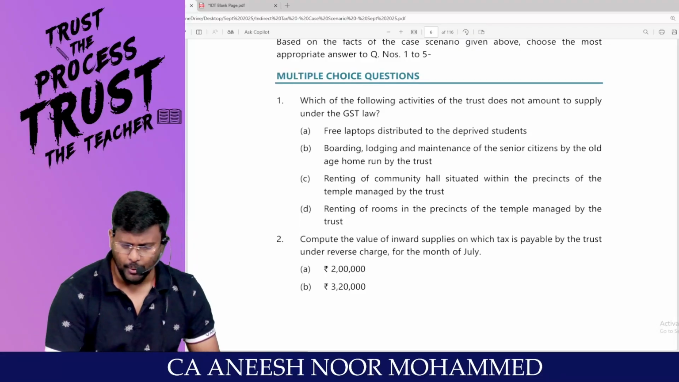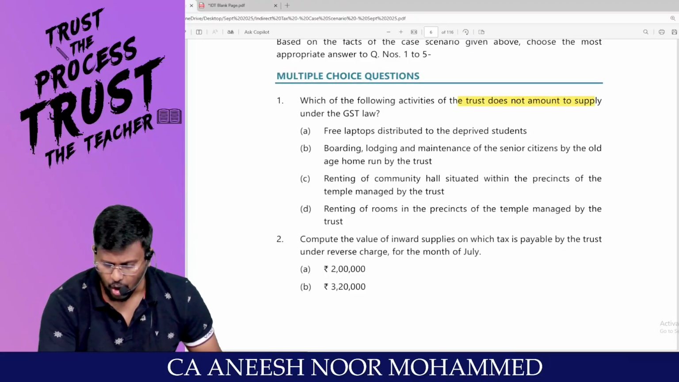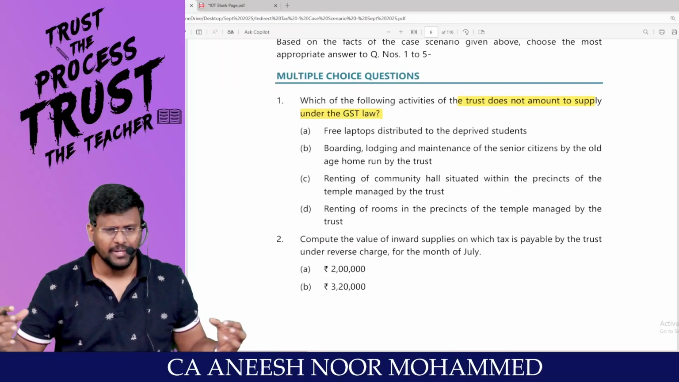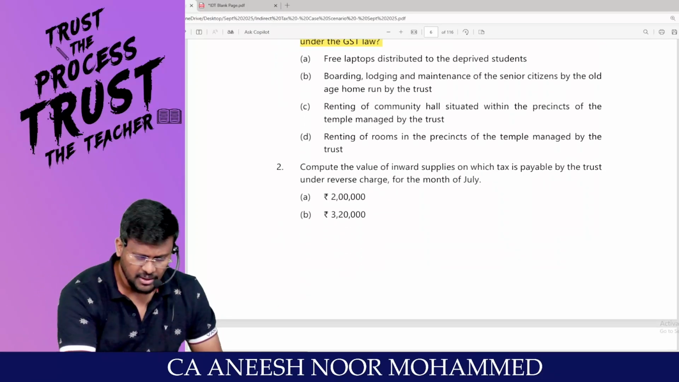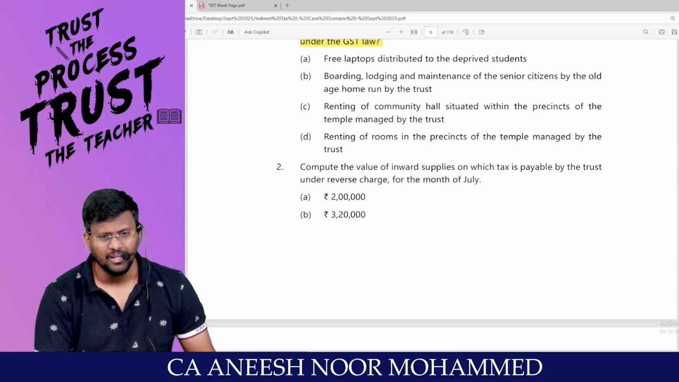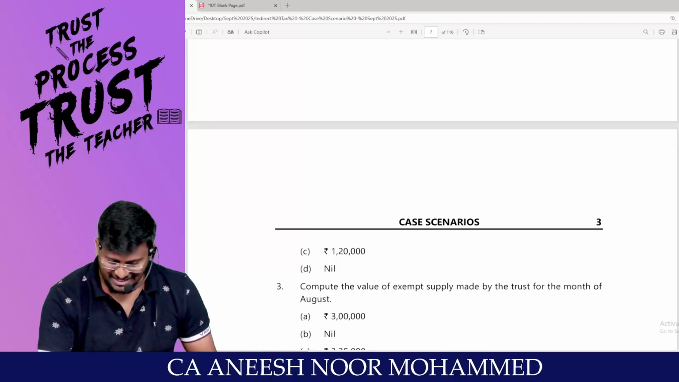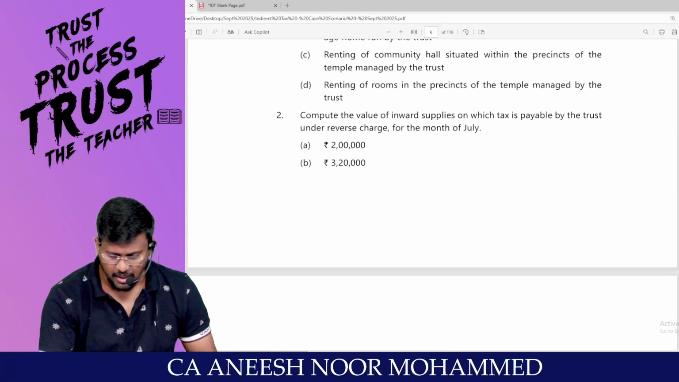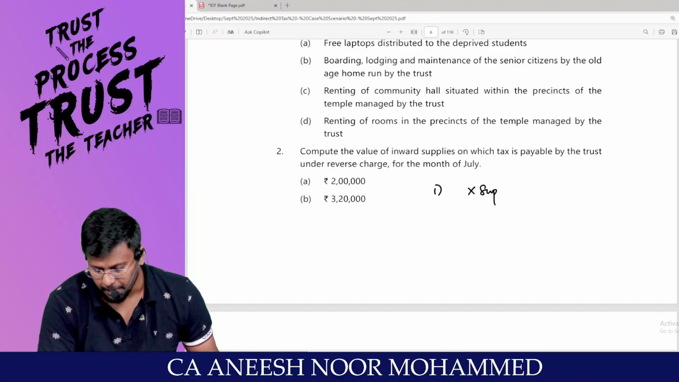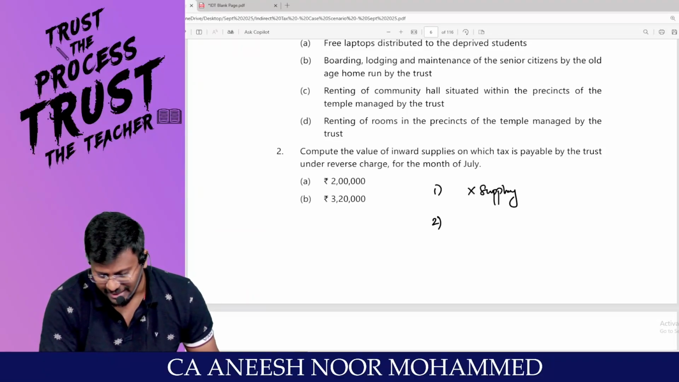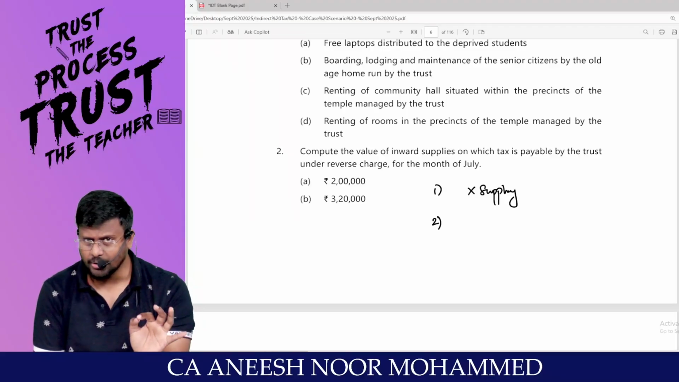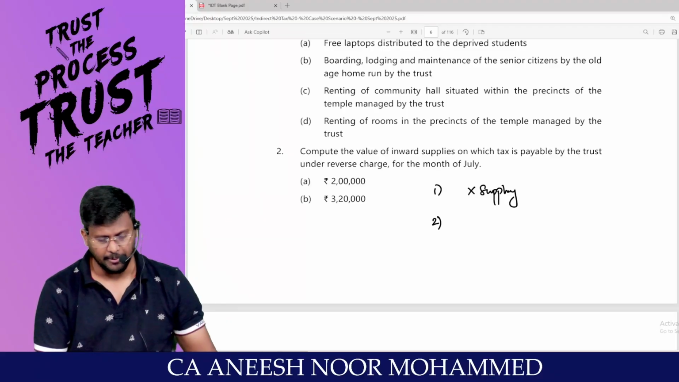Which of the following activity of trust does not amount to supply under GST? So many things would have been said in the case scenario. What they want is which are the things which will not amount to supply. You have to write that in your question paper or answer paper. Case scenario requirement number 1, not amounting to supply. Somewhere you should write this and keep. You know why? When you are reading the case scenario, these points should be highlighted. Are you really with me?